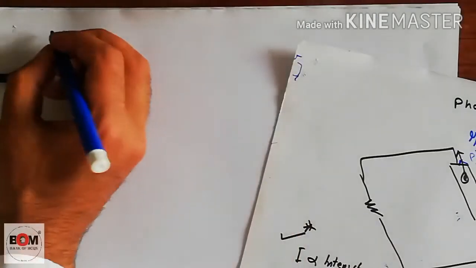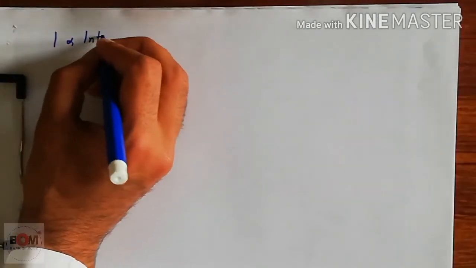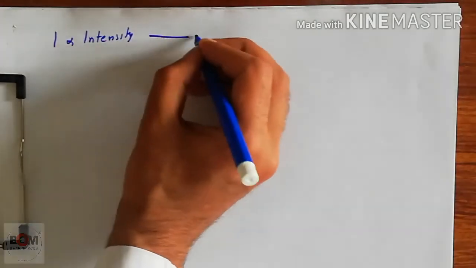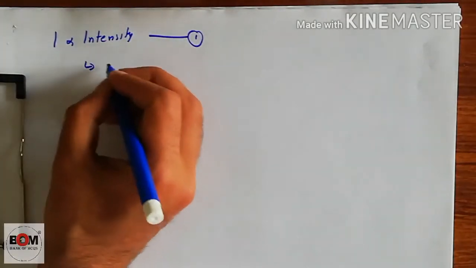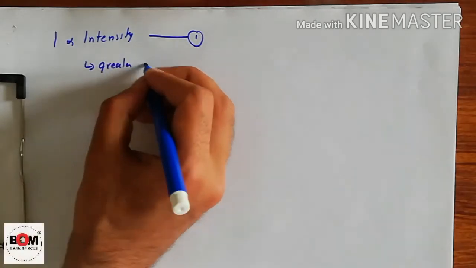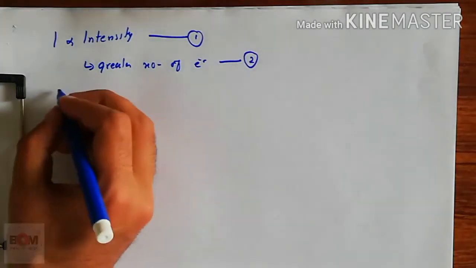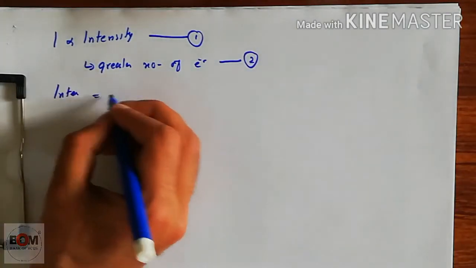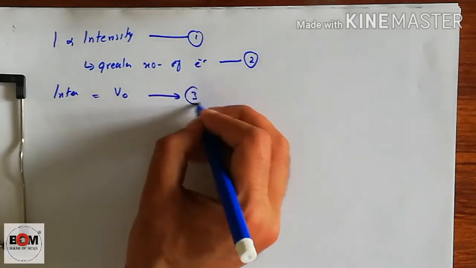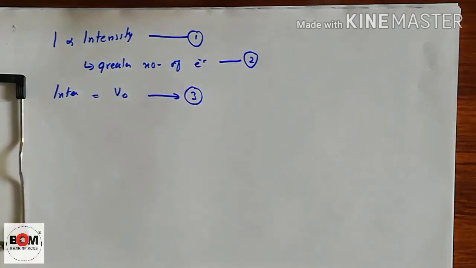So we know that the current produced is directly proportional to the intensity. This is point 1. The next point is why? Because a greater number of electrons will be produced. This is point 2. The next is intensity has no relation with V naught, that is stopping potential. Now there are some results which have no background or proof, but this is just an experimental result, and you must remember these results.